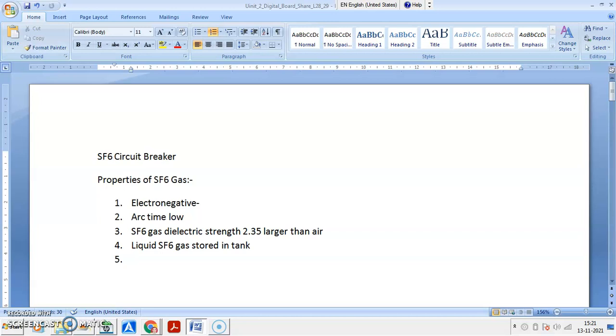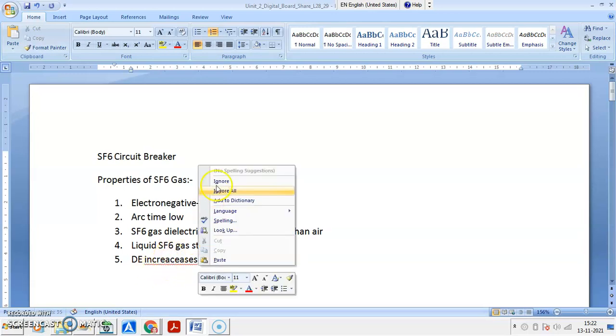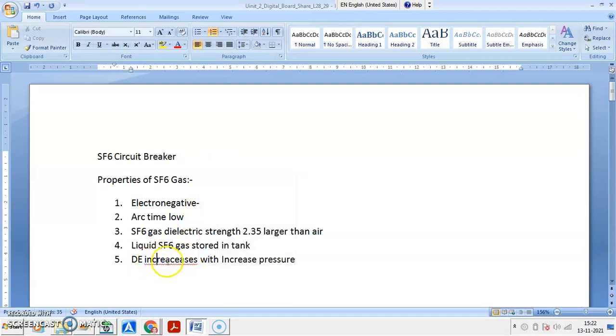And again, at atmospheric pressure the dielectric strength is 2.35 times larger than air, but dielectric strength increases with increase in pressure. Dielectric strength increases with increase in pressure. Okay. So this is also a good property of SF6 gas.